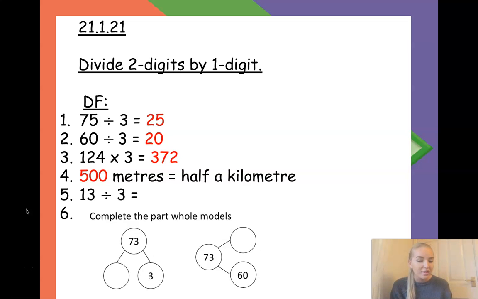Number 5, 13 divided by 3. This is where we have our remainder work from yesterday, so that is 4 remainder 2. And finally then, complete the part whole models. If we know that the first one, 73, has been partitioned into 3 ones, we know we are missing 7 tens, which is 70. And in the second example, this time 73 has been partitioned into 60. So that means we are missing 1 ten and 3 ones. So that is 13. Well done if you got all those correct.